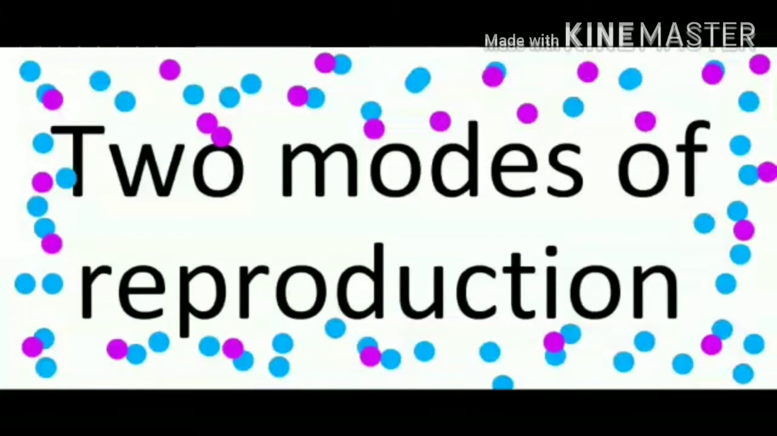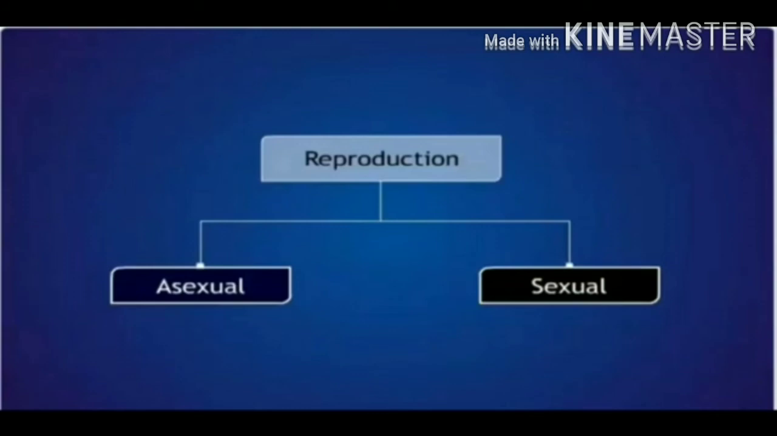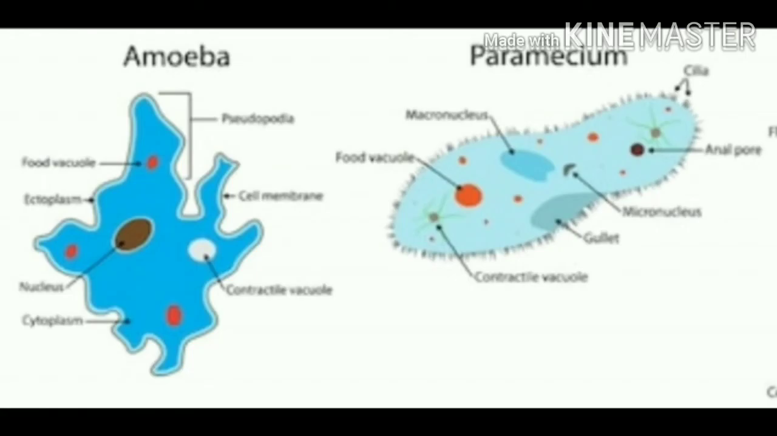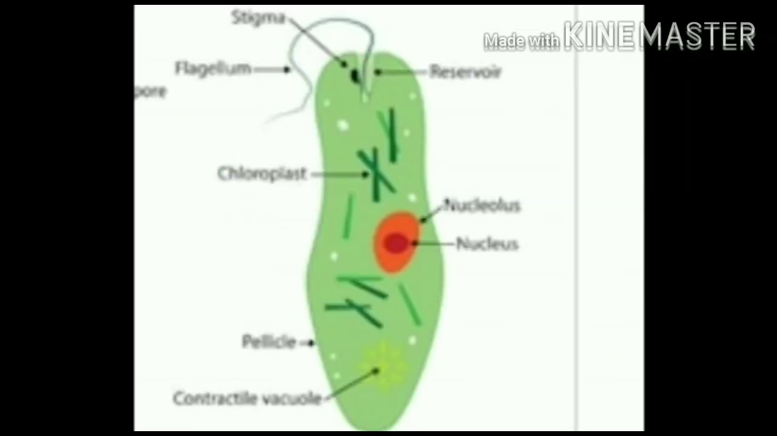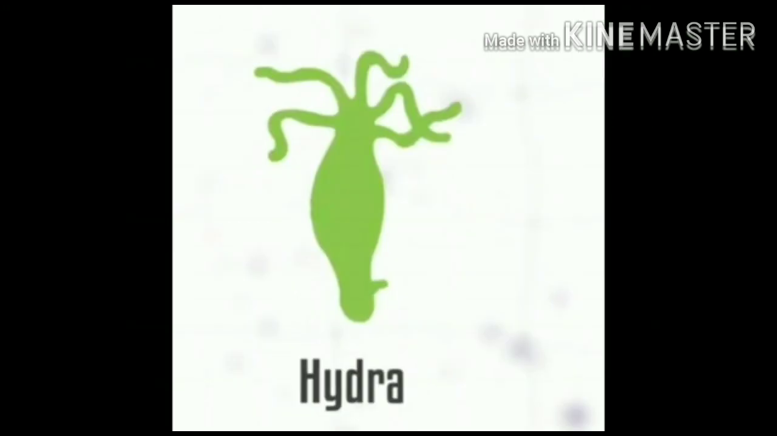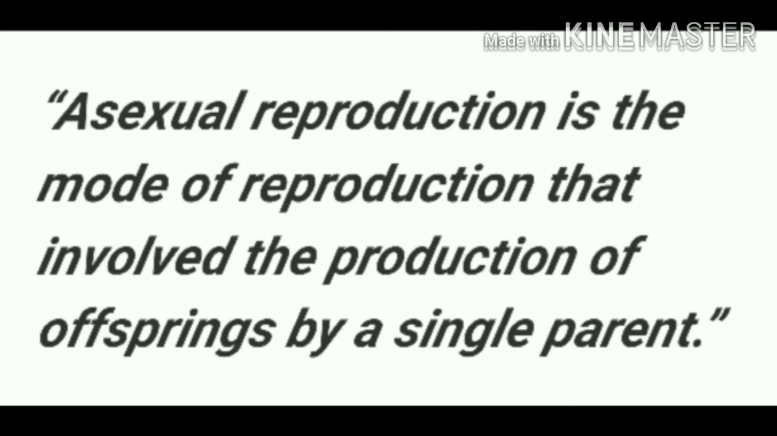Okay? There are two main modes of reproduction in organisms, that are asexual reproduction and sexual reproduction. The mode of reproduction in which new individuals develop from specialized or unspecialized somatic part of a single parent is called asexual reproduction.